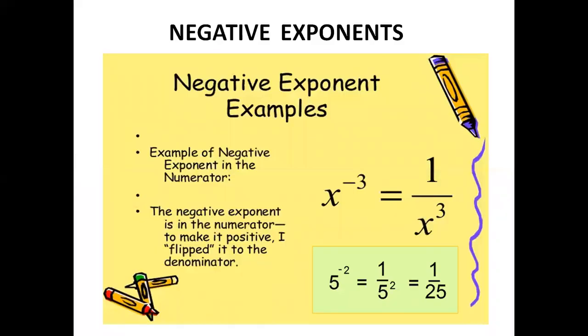Let's see one more example of negative exponent. x raised to the power minus 3 is equal to 1 upon x raised to the power 3. Here the negative exponent is in the numerator. To make it positive, I flipped it to the denominator. Let's see one more example. 5 raised to the power minus 2 is a negative exponent. And when we are converting into positive, I will write 1 upon 5 raised to the power 2. That is 1 upon 25.